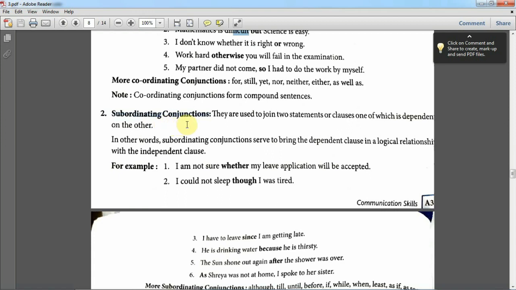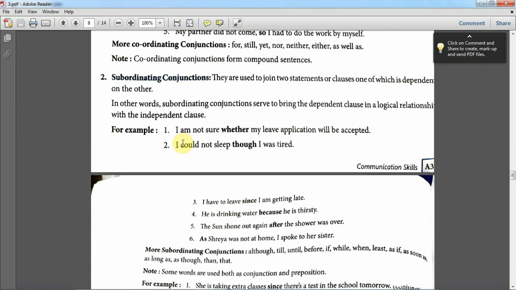Then subordinating conjunctions, they are used to join two statements or clauses, one of which is dependent on the other. So the first sentence will be dependent on the second, or the second will be dependent on the first one. In other words, subordinating conjunctions serve to bring the dependent clause in a logical relationship with independent clauses. So let's see some examples.